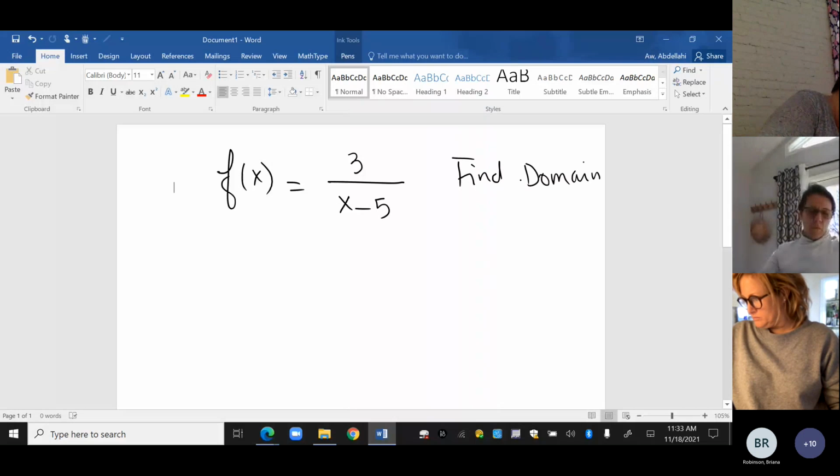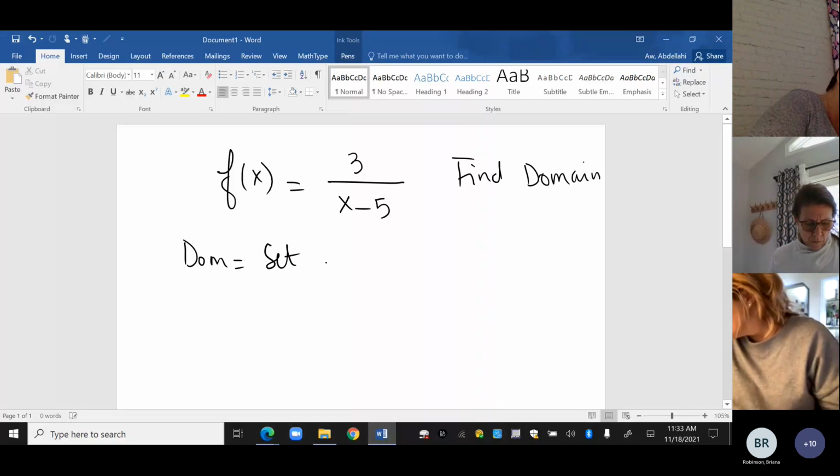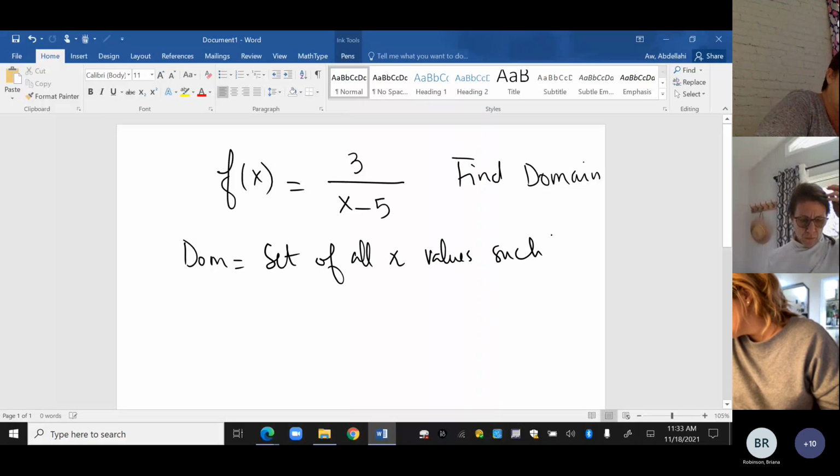Okay, the domain is the set of all x's. This is the domain by definition. The domain is the set of all x values such that f of x exists. You see, f of x exists.